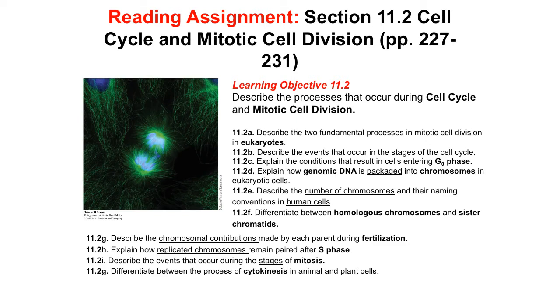You also need to be able to explain how replicated chromosomes remain paired after S phase. You will see why this is important later on. Describe the events that occur during the stages of mitosis. And finally, to differentiate between the process of cytokinesis in animal and plant cells.